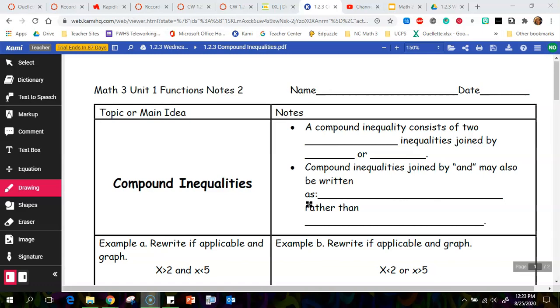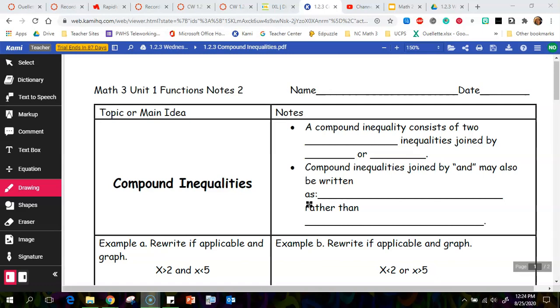So in case I forget to tell you, I wanted to tell you at the beginning of this video that you can do these on notebook paper and submit a picture of your notes as long as it's on the correct assignment. So as long as it's on the 1.2.3 Wednesday Compound Inequalities notes assignment, then that's fine if you submit it that way.